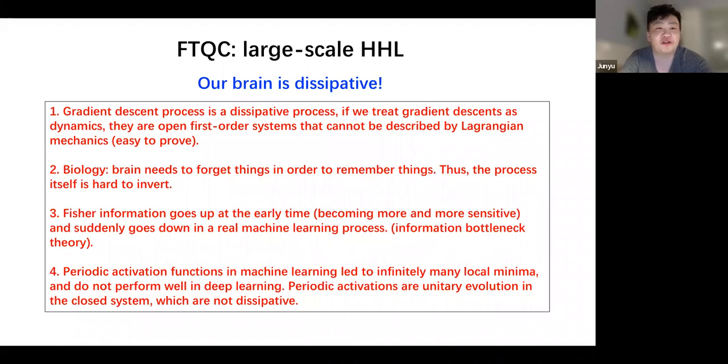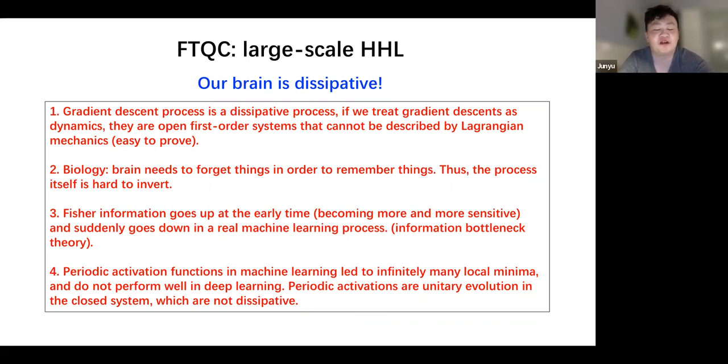dissipation is an important ingredient in the quantum ODE solver, but we find that machine learning itself might be dissipative as well. Here I have listed a few reasons, which might be heuristic. There are a few reasons that tell us that the machine learning process, the learning process, is a dissipative process. For instance, gradient descent dynamics itself is a dissipative process that cannot be described by a closed system if you understand it in terms of Lagrange dynamics. And there are other reasons, from biology to physics and to activation functions in machine learning.